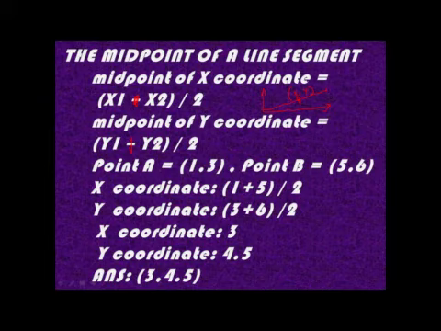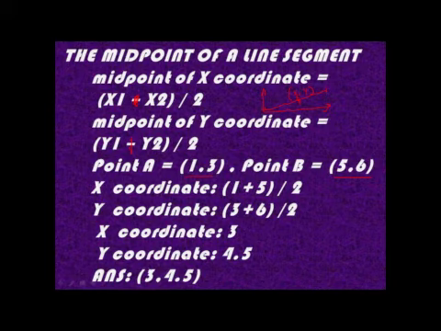So you're finding the midpoint of a line segment. For example, you have a point A (1, 3) and a point B (5, 6). So the x coordinate would be (1 plus 5) divided by 2, and the y coordinate (3 plus 6) divided by 2. So you solve: 6 divided by 2 would be 3 and 9 divided by 2 would be 4.5. So the x coordinate would be 3 and the y coordinate would be 4.5. These two are the midpoint of the line segment formed by these two points.